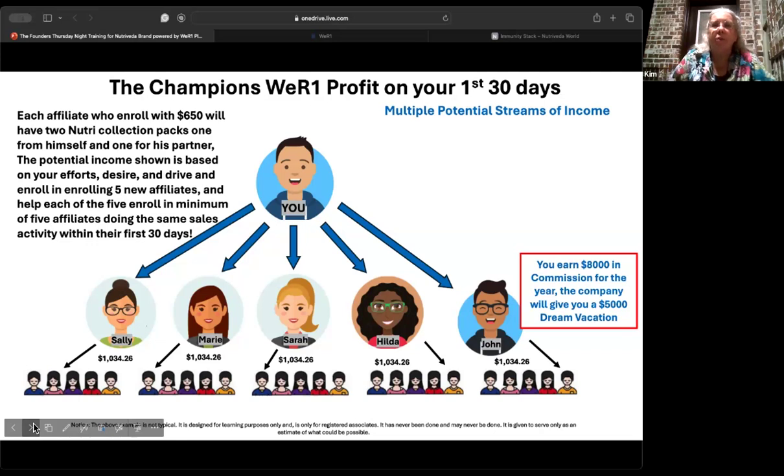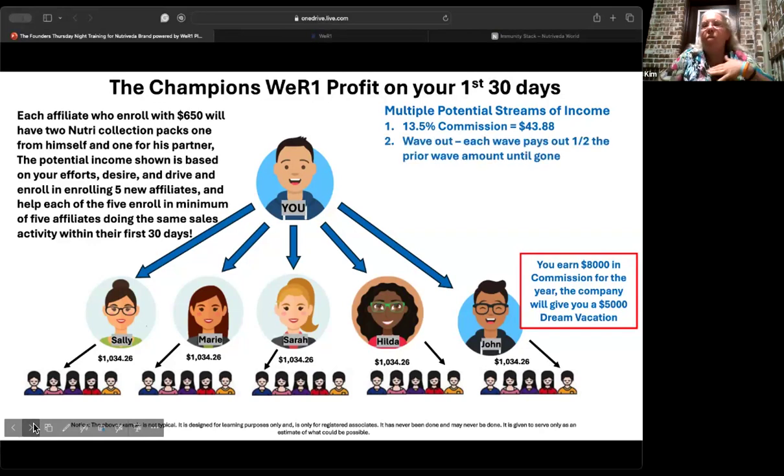Now, as an affiliate, what we earn is 13.5% on commissions, which is a little over $49 for the Nutraveda collection. Honestly, if you want to read this, because I can't see the screen, I'm running off of a phone right now, so I apologize. The print's very small.